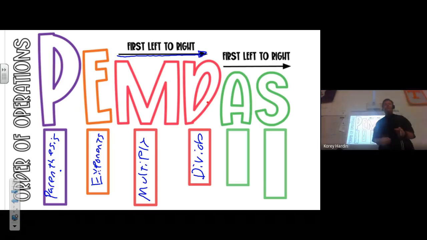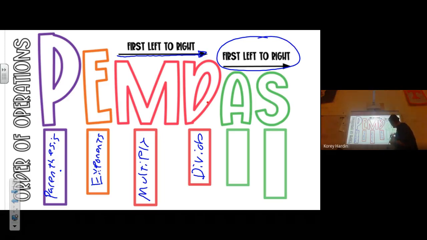Now, you'll also notice the letters at the top. First, left to right. So with any multiplication and division you see in the order of operations, you're not going to do multiplication then division. You're going to go left to right. So if division comes first, if it's the farthest to the left, you do division. If multiplication comes first, if it's the farthest to the left, you do multiplication. Okay? And you'll notice that on the last two steps too. You go from left to right for addition and subtraction.